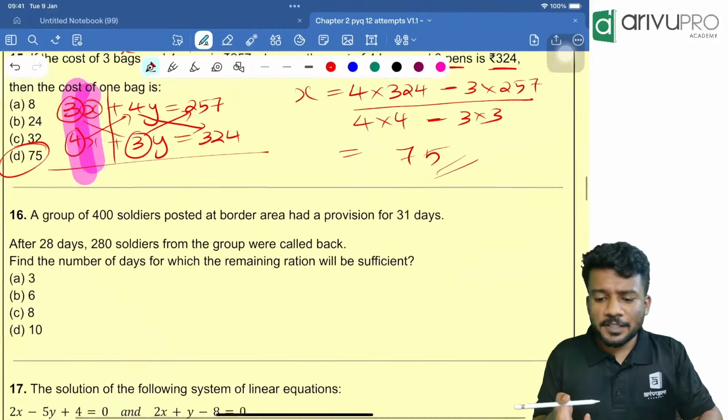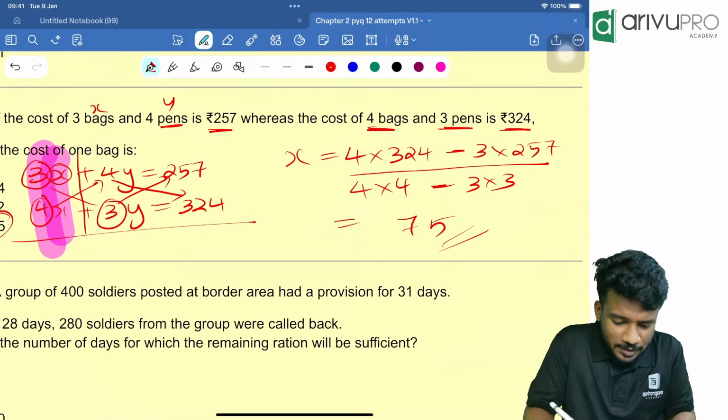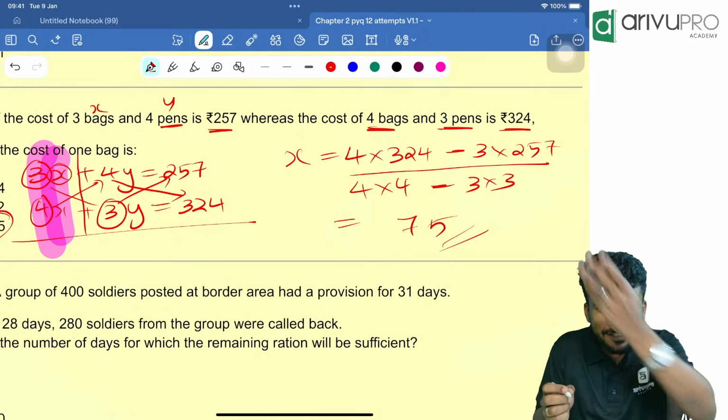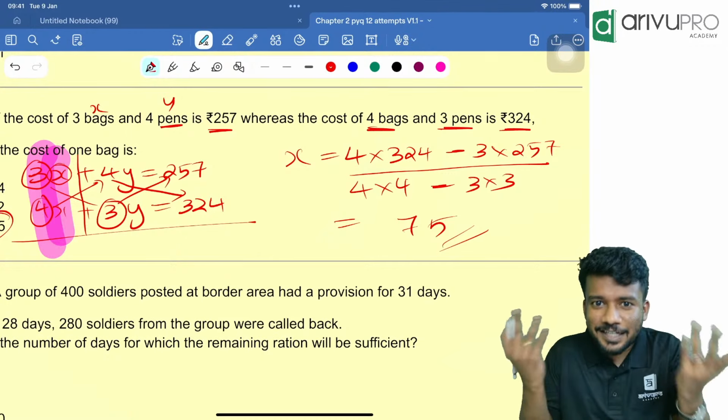Everyone understood this method? Everyone got it? So what we did, x is equal to this one. In order to find the value of x, we will ignore x. Now, in order to find the value of y, you will ignore y. That is the case.